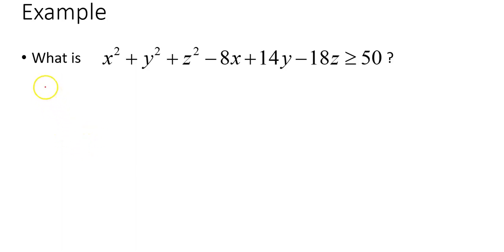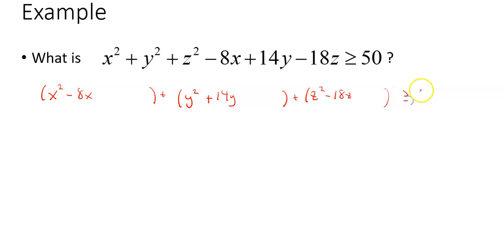Well, what if I started grouping things together? So I'm going to group the x squared and the minus 8x together. I'm going to group the y squared and the 14y together. And I'm going to group the z squared and the minus 18z together. And what I'm going to do is I'm going to complete the square 3 times over. So half the middle term and square it.